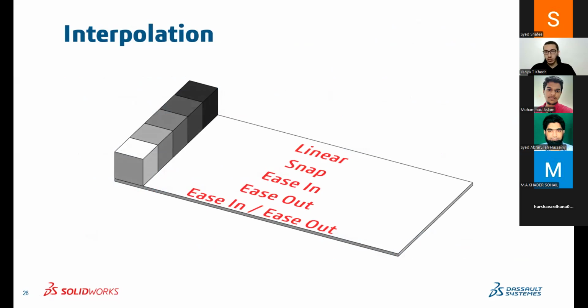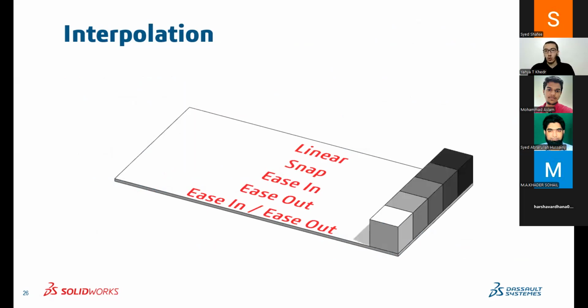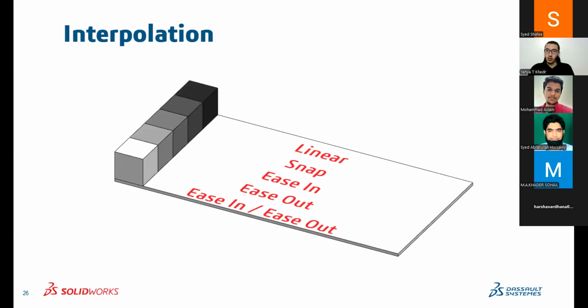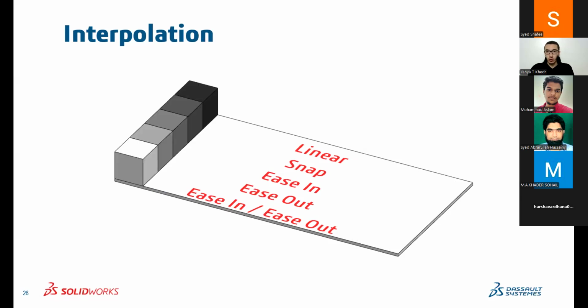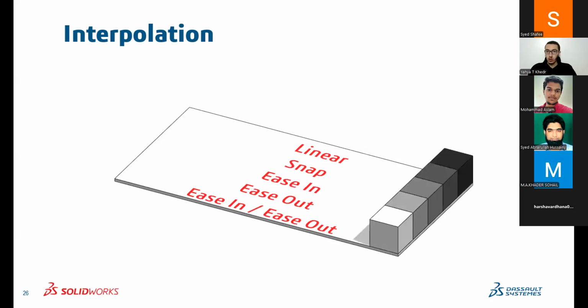Let's imagine that we've got these 5 boxes all on the left side here, and then we've got them all on the right side over here. This is the first key point, and this is the second key point. What I want the software to do is to transition from the first key point to the second key point, and that's pretty much it. But the way it transitions can differ, and there are 5 types of interpolation modes inside of SolidWorks.